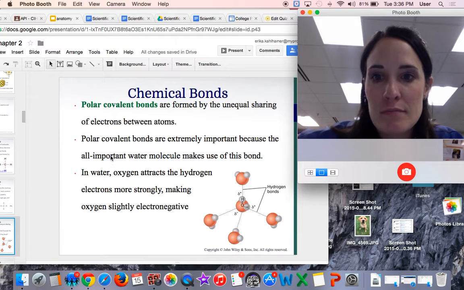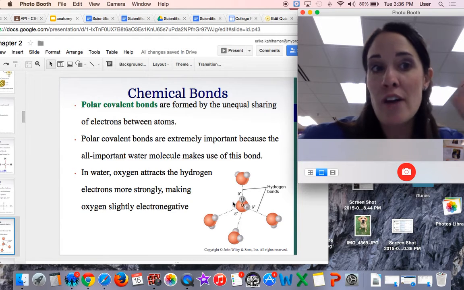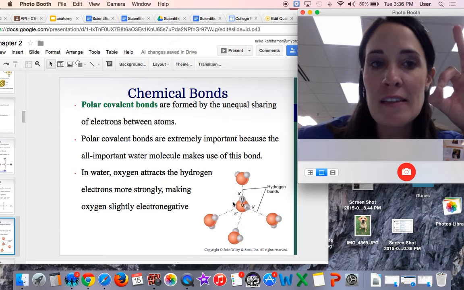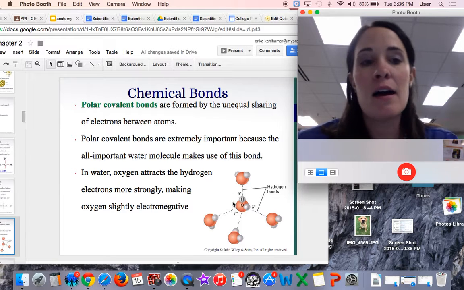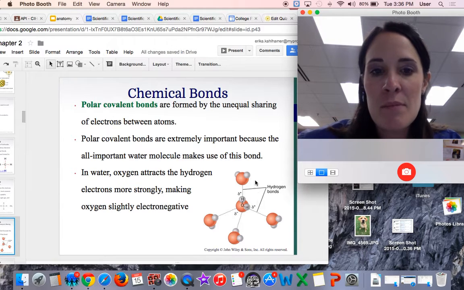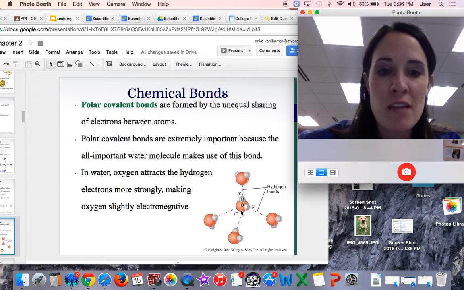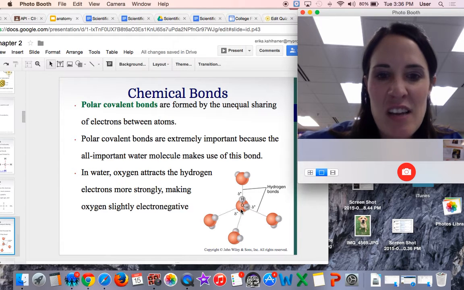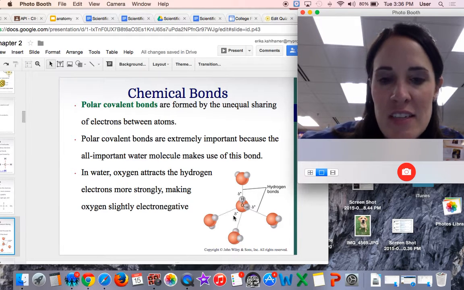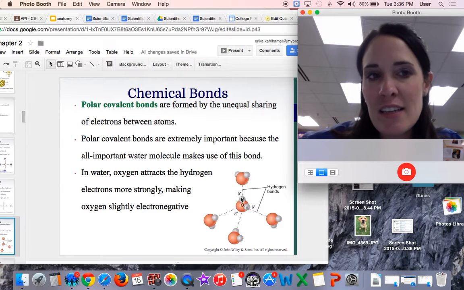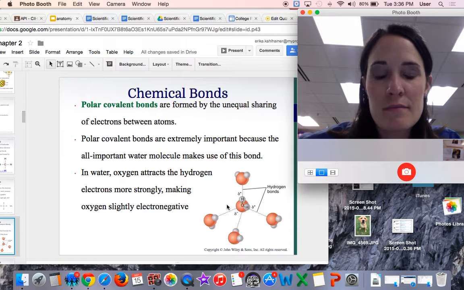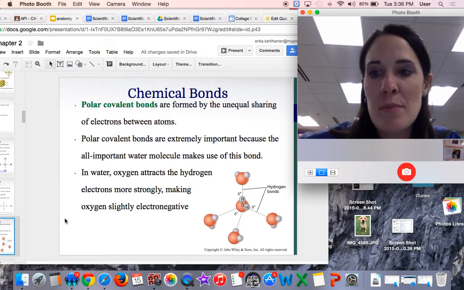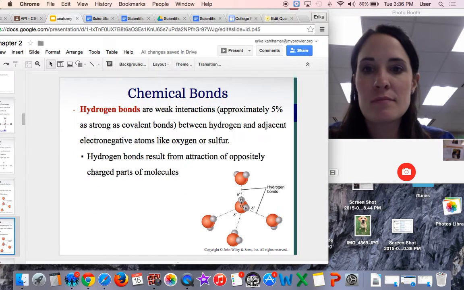And this gives water the ability to do some cool things in the body because of this type of bond. Because of this polar covalent bond that water has, it gives oxygen a little bit of negativity, and it gives hydrogen a little bit of positivity, which will come into play with our next type of bond.